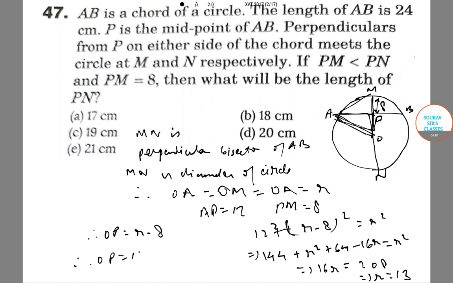Therefore OP is equal to 13 minus 8 is equal to 5. Hence PN is equal to 5 plus 13 is equal to 18. So the correct option is option B.